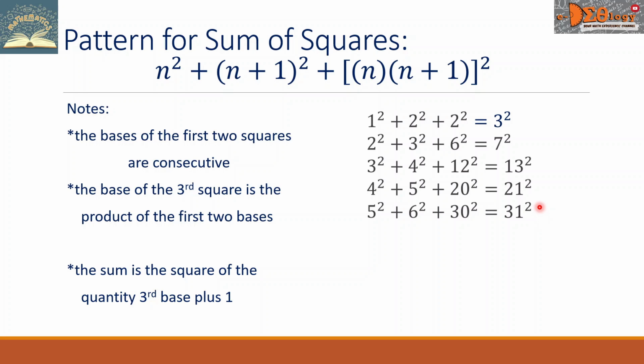Then we will square. Last example, 6 squared plus 7 squared plus 42 squared. The 6 and 7 are consecutive. 42 here is the product of 6 and 7. And finally, the answer is 42 plus 1, 43. Then we will square.